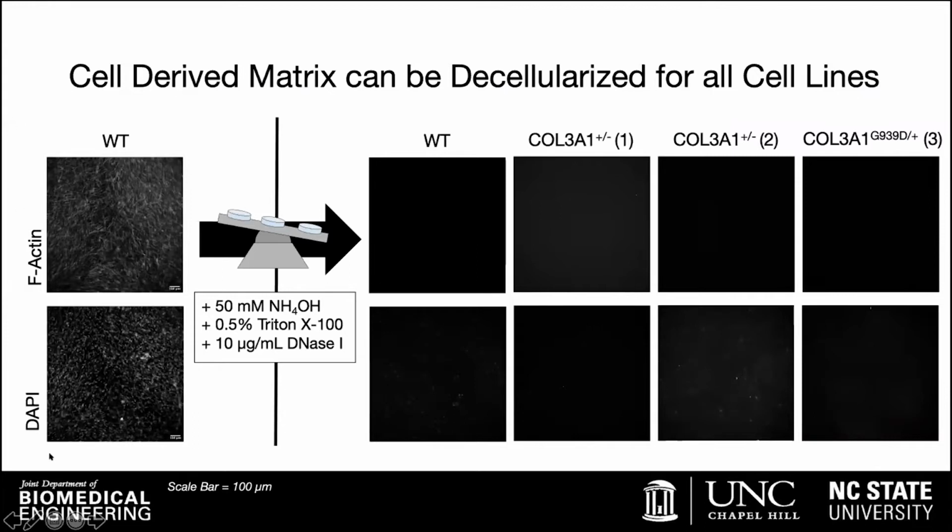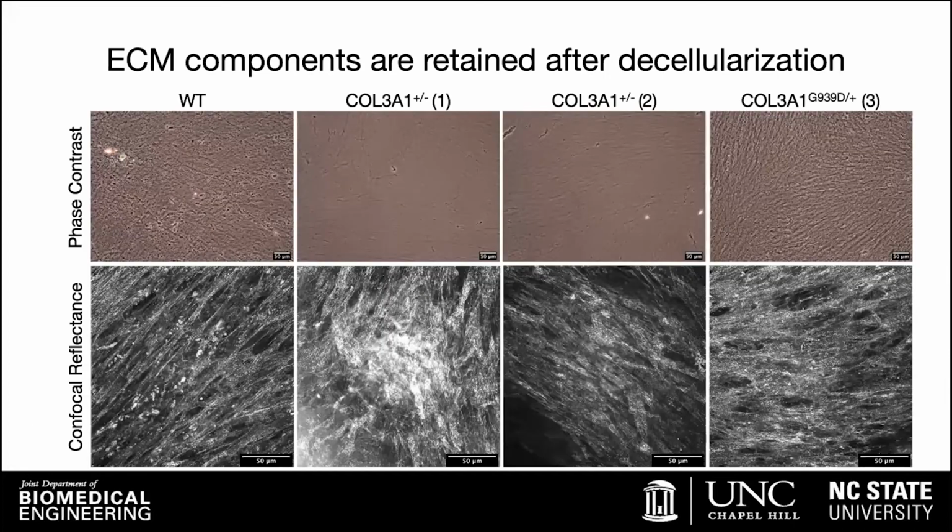We've seen that our cell-derived matrix can be decellularized for all of the cell lines we've used by staining for filamentous actin and DAPI as markers of cellular residue. And you can see after treatment, all staining for F-actin and DAPI is gone. However, we still see fibrous ECM components retained after decellularization using both phase contrast microscopy and confocal reflectance microscopy, indicating that we are still retaining ECM properties.